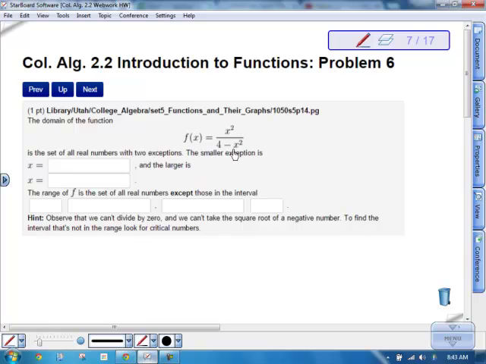Now we know there's no square roots to look out for, but what we do have to look out for is the bottom can't be 0. So let's find out where the bottom is 0, because that's a problem for us.